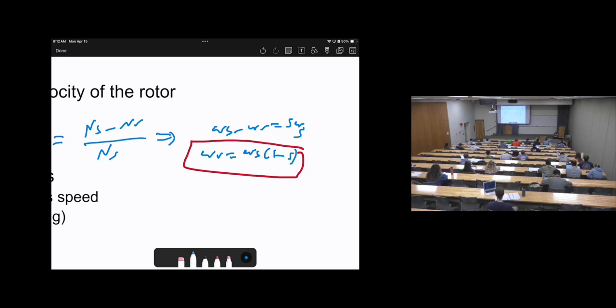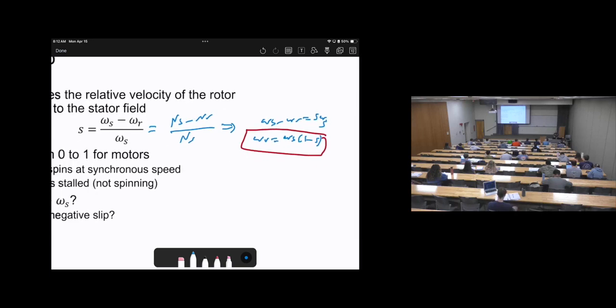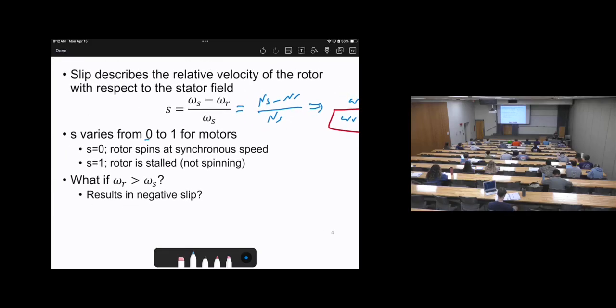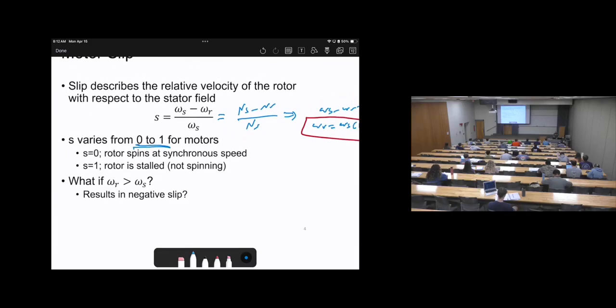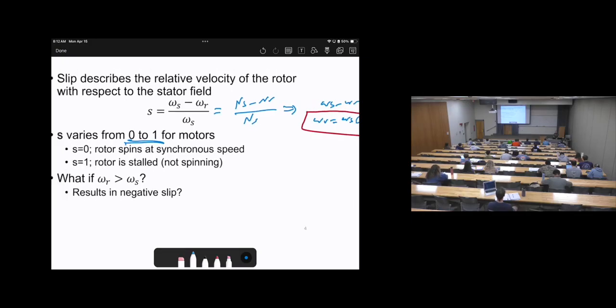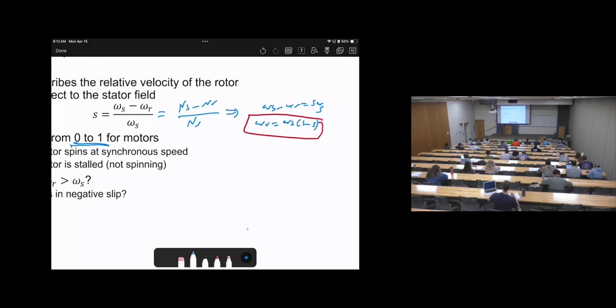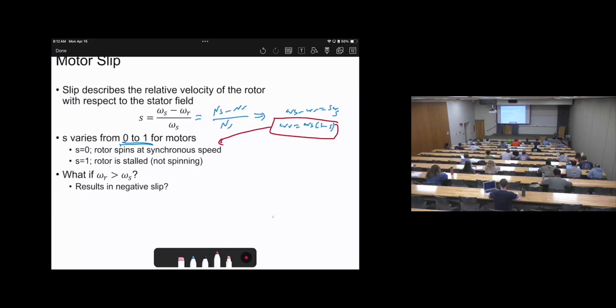Okay? So the slip S can be varying between 0 to 1. This is the slip. If the slip is 0, look at this equation: omega rotor will equal omega stator, which is the maximum speed for the motor. And it works in what we call synchronous speed mode. Now the induction motor works as synchronous.